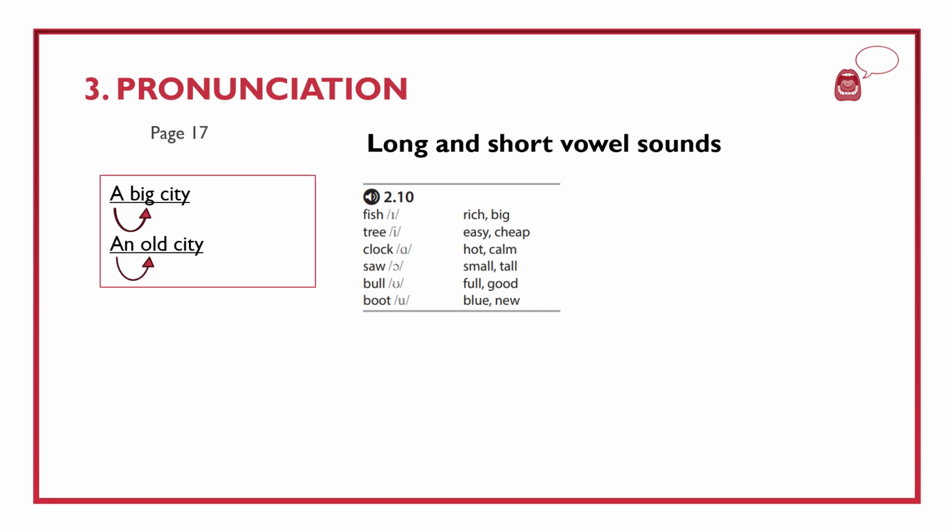Let's check them. So for fish, the short I, we have rich and big. For tree, we have easy and cheap. For clock, we have hot and calm. For saw, we have small and tall. For bull, we have full and good. For boot, we have blue and new.